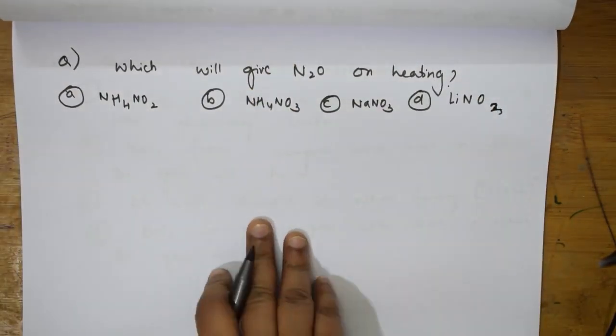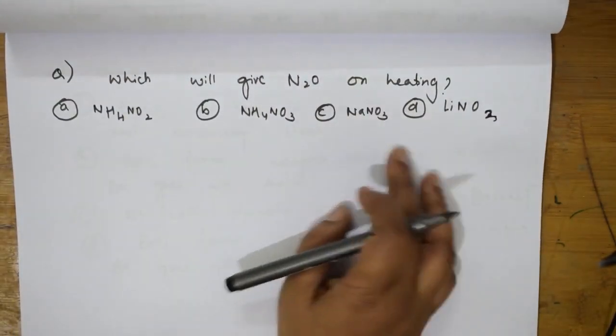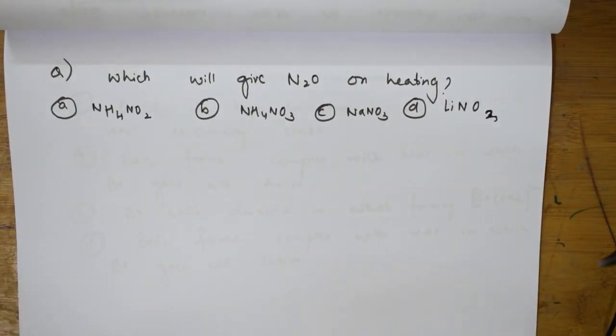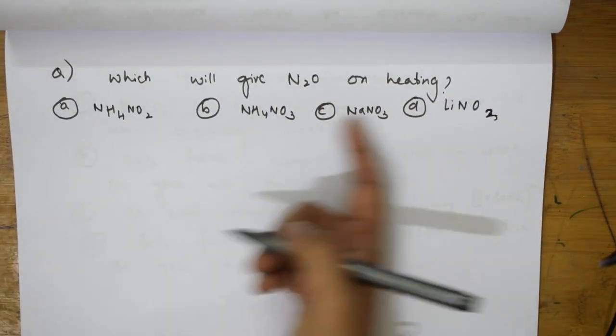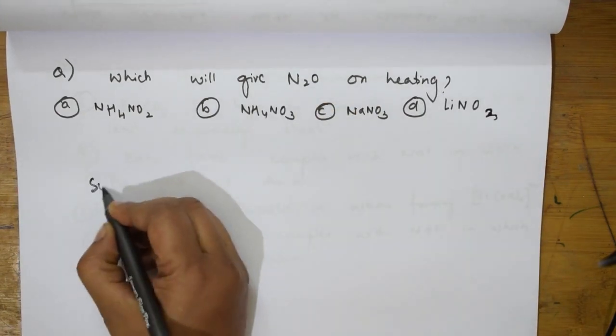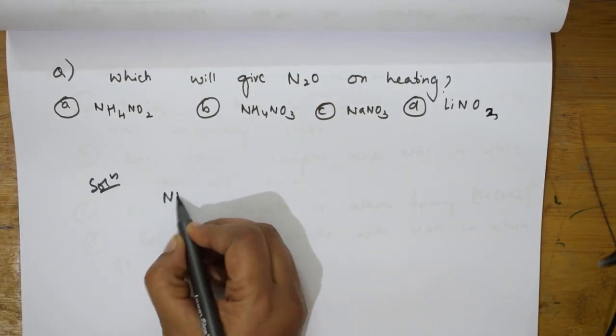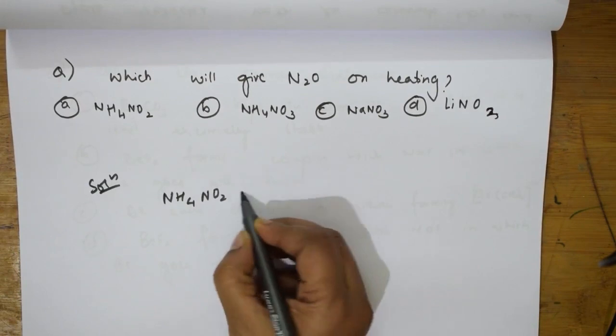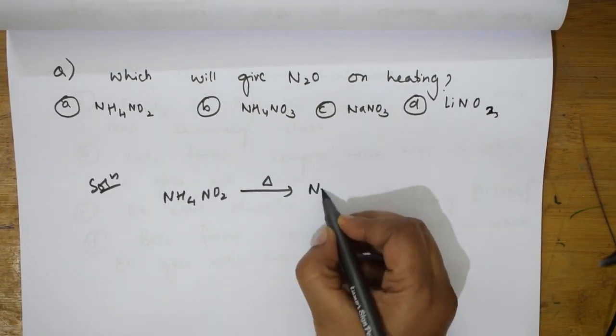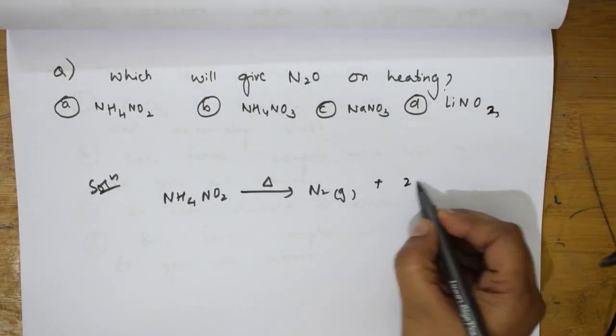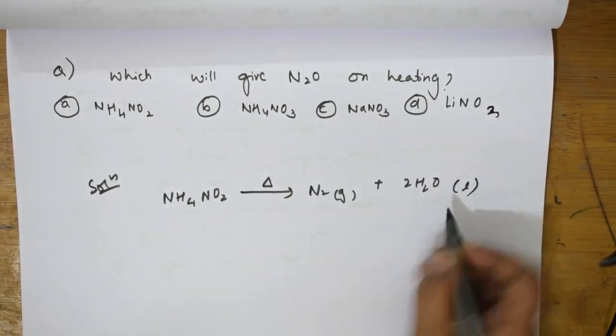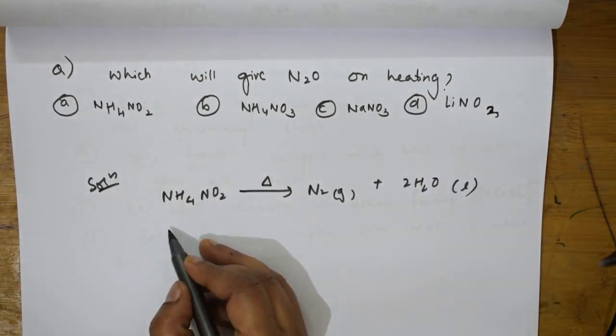What do they give me? Which will give N2O on heating? Okay, again reactions. So let us do this. Which of the following compounds on heating should give N2O? So let us write that. Ammonium nitrate on heating gives nitrogen gas plus 2 water molecules. Correct. This is over.